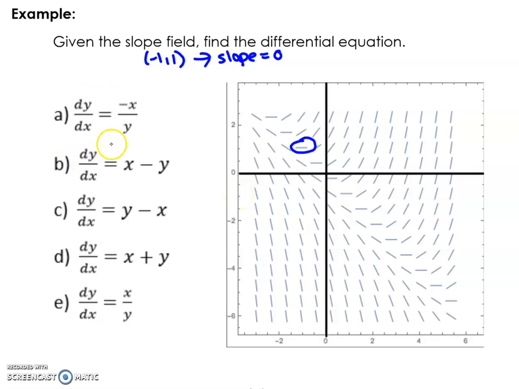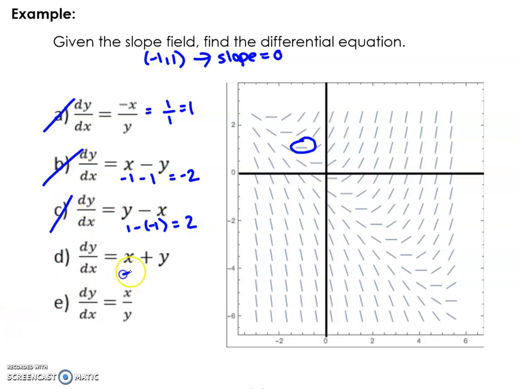So I'm going to check it in all of these. If x is -1 and y is 1, and I plug it into here, this is going to give me -1, so 1 over 1, which is 1. So that is not equal to 0, so it can't be that answer. If I plug it into here, x is -1, so -1 minus 1 is going to be -2. Again, that's not going to be 0. Plug it into here, 1 minus -1 equals 2, not 0.